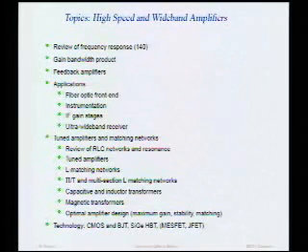Now last year when I taught this course, someone raised their hand and said, "Why are you teaching bipolar? That's useless. Nobody uses bipolar anymore." Well, unfortunately for you guys, that's not the case. Bipolar devices are very important, and they're pretty widely used in industry, especially silicon germanium bipolar devices.